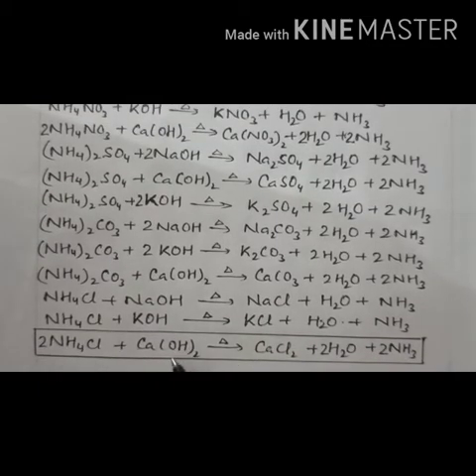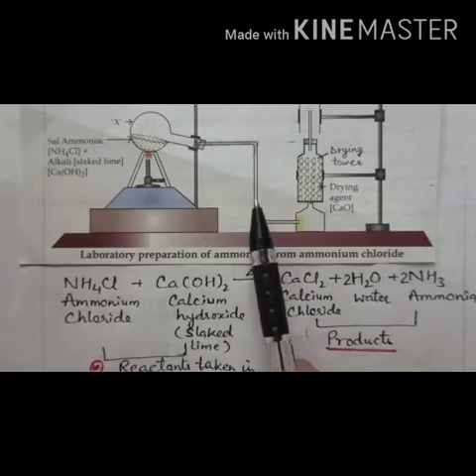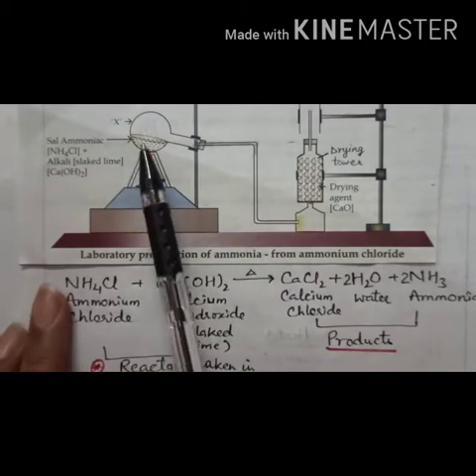When ammonium chloride reacts with calcium hydroxide, ammonium chloride is also called what? Sal ammoniac, and calcium hydroxide is also called slaked lime. When they are heated, they give calcium chloride, water and ammonia gas. And this reaction we use in the laboratory for the preparation of ammonia gas. Okay, let's see the laboratory preparation of ammonia. Right now, look here.